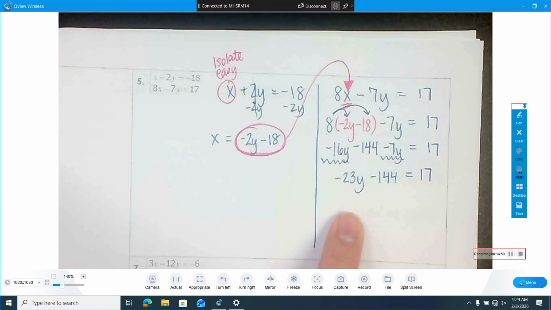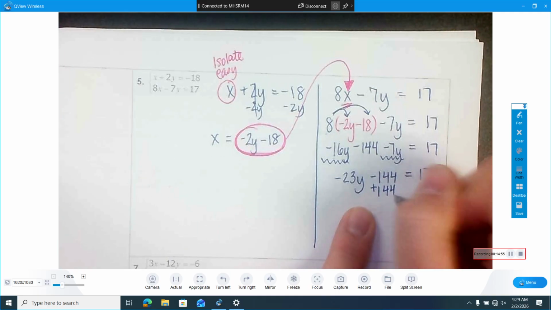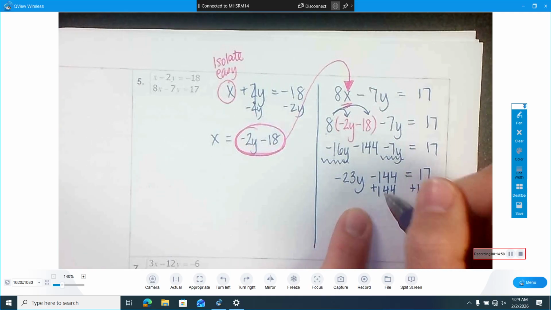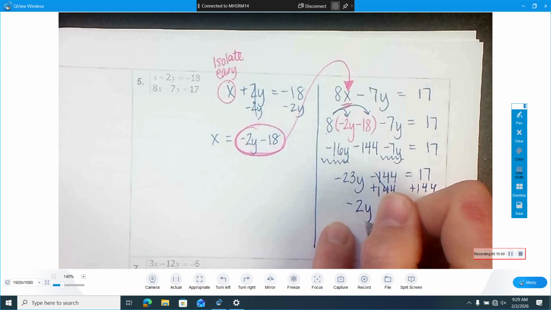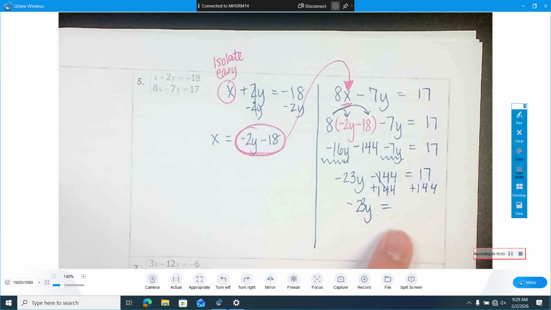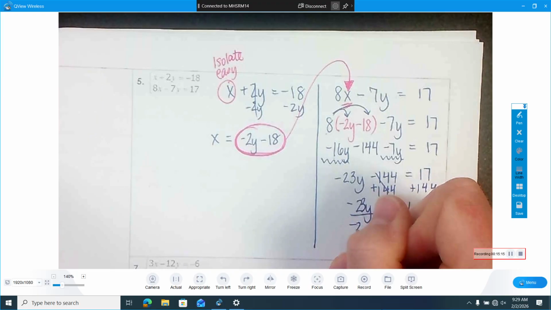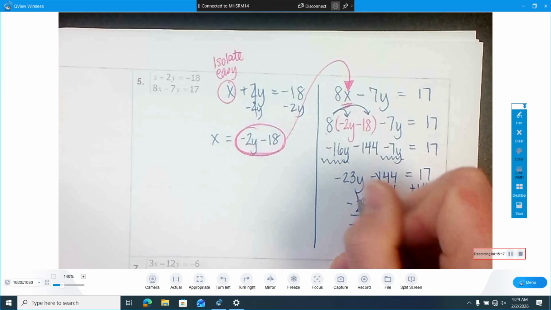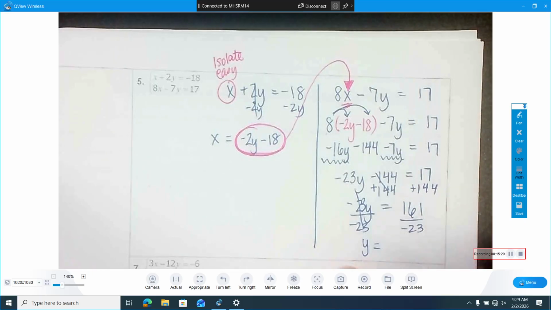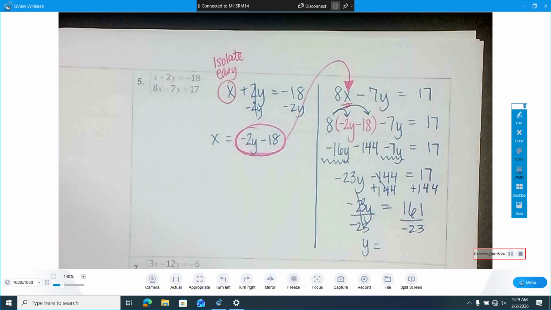And then to solve for y, what do we do next? Add 144 to both sides. So we get negative 23y equals 161. And then how do we get y by itself? Divide by negative 23. And what is 161 divided by negative 23?